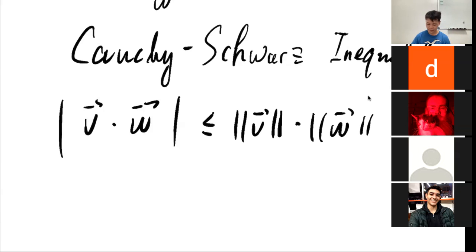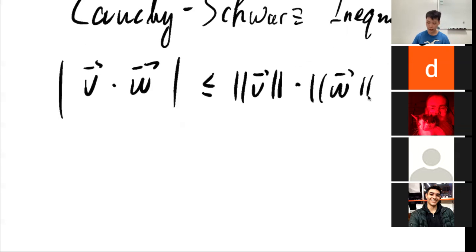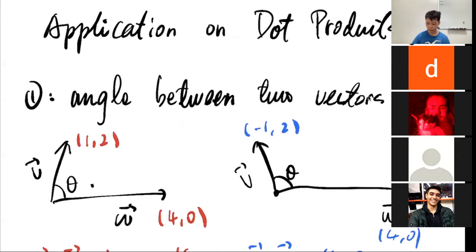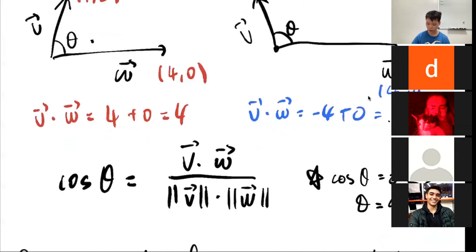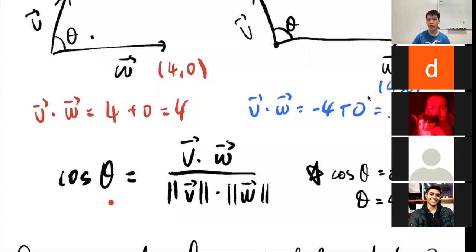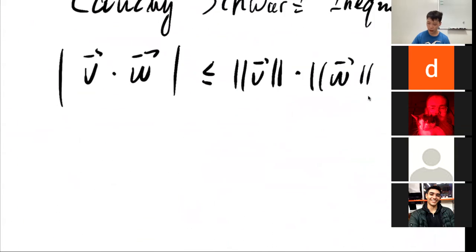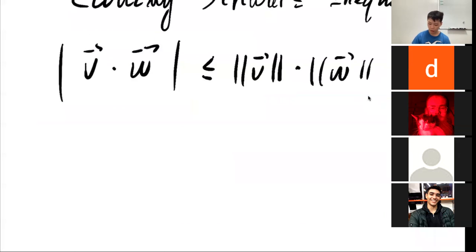All right. Why is this the case? When you look back to the angle between two vectors, the cosine of this angle theta is v dot w divided by the length of v times the length of w. So when you replace v dot w by that formula, the absolute value of v dot w is equal to the length of v times the length of w times the cosine of theta.